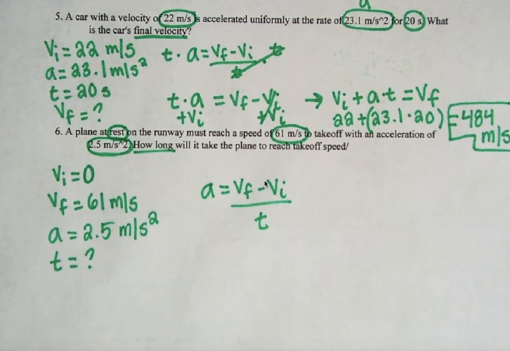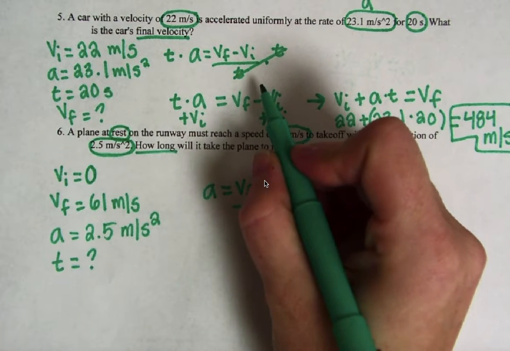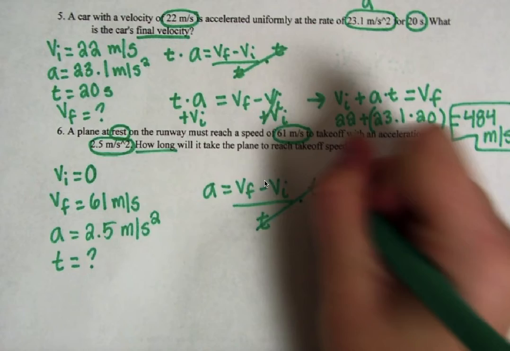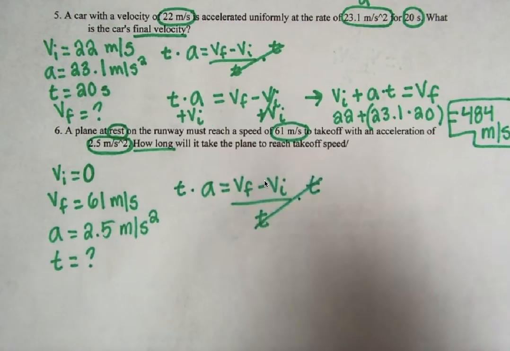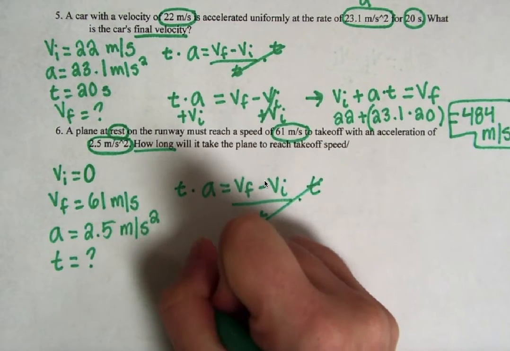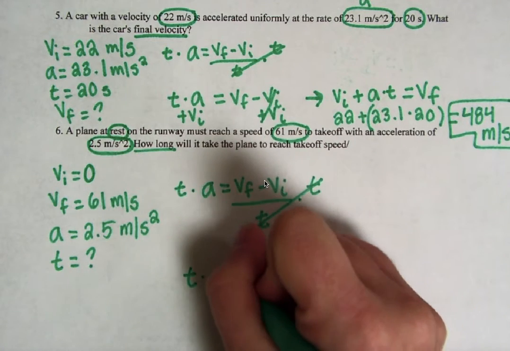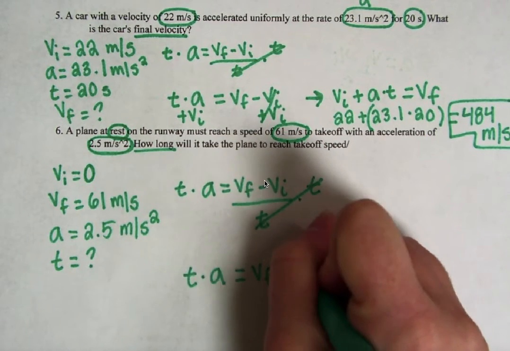But first thing is anytime we have something in the denominator that we're looking for, we of course want to get it out of the denominator. So to get T off the bottom, because remember we are looking for time, we're going to do what we did similar up here in problem 5. We're going to multiply both sides by T. So doing the inverse, remember what you do to one side, you have to do to the other. It's all about balance. So we should get time times A equals VF minus VI.